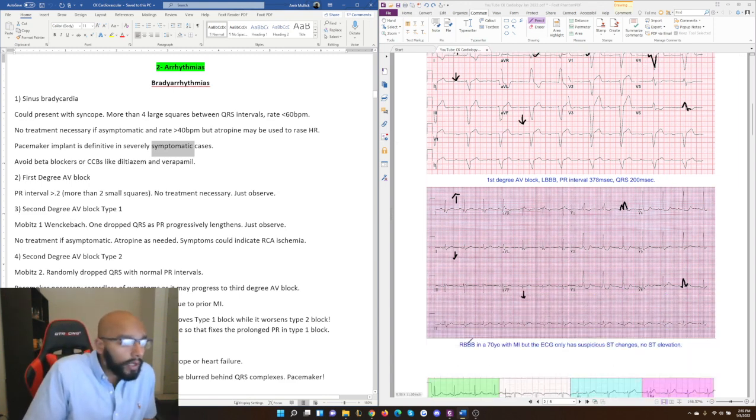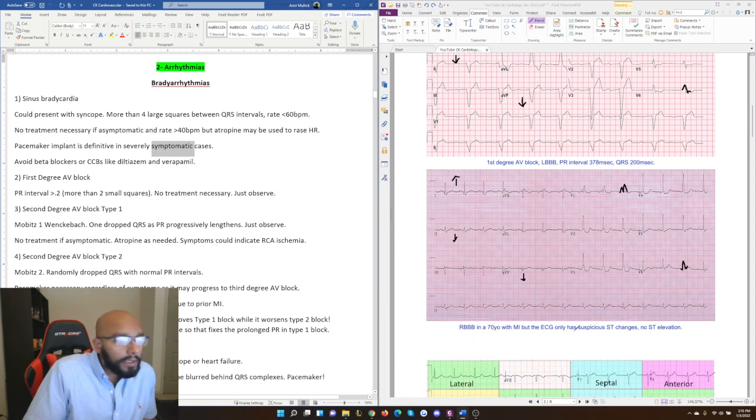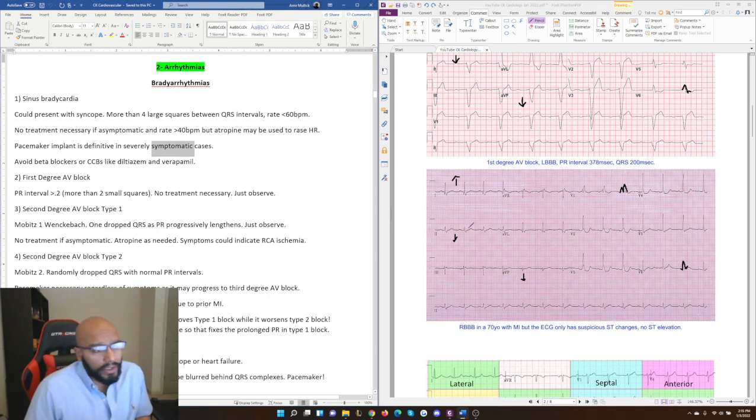This one is a person with right bundle branch block, a 70-year-old with MI, but the ECG only has suspicious ST changes, no ST elevation. So we still don't see any ST changes. The ST just isn't looking as normal as it's supposed to look. Like even here, for example, right here, it looks a little weird. But more importantly, what you can see is things that don't look normal. V1 is supposed to be pointing down, it's actually pointing up, and not only is it pointing up, it's creating a very easily identifiable M shape. In V6, you're seeing a very easily identifiable W shape. So that's your clear giveaway that this is a person with right bundle branch block.